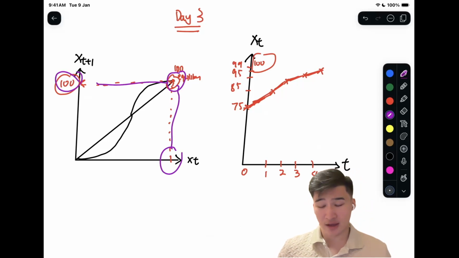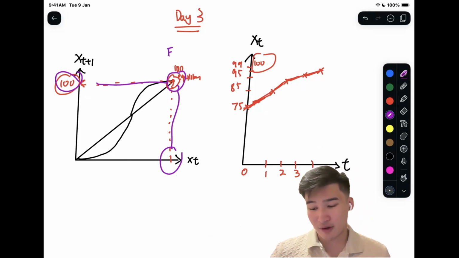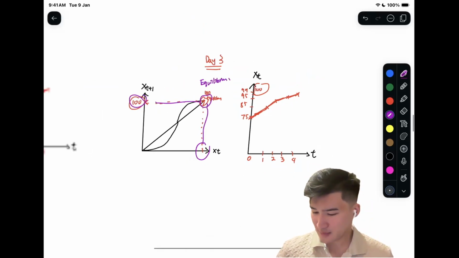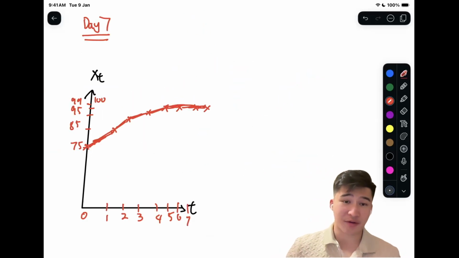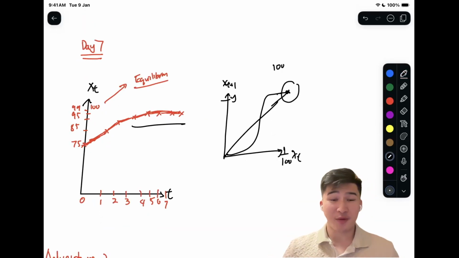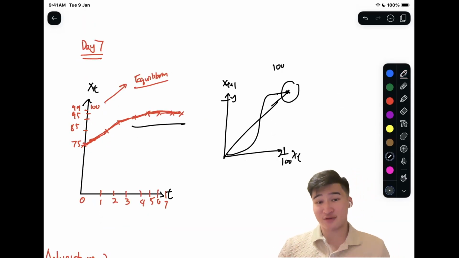And here's the reason why we call this point an equilibrium point, because it just stays there. So in day 7, the graph will look something like this. As you can see in day 7, the entire graph is leveling off at 100. Just going back to this graph, I hope this makes sense to you. So we're going to try a different adventure.